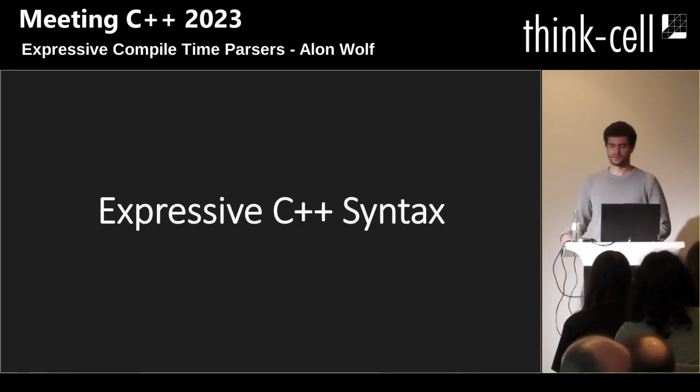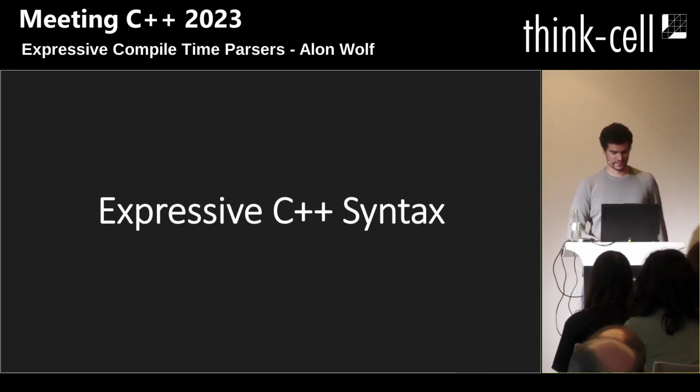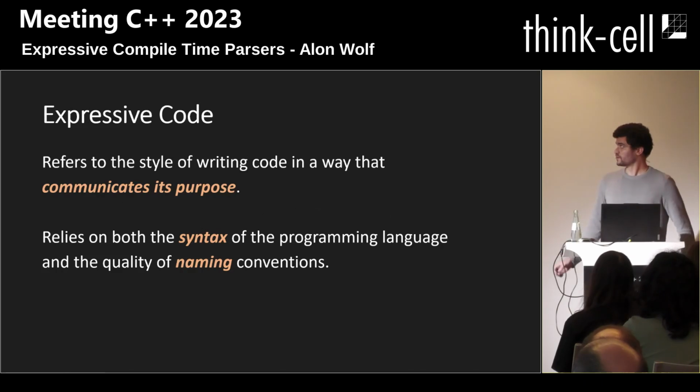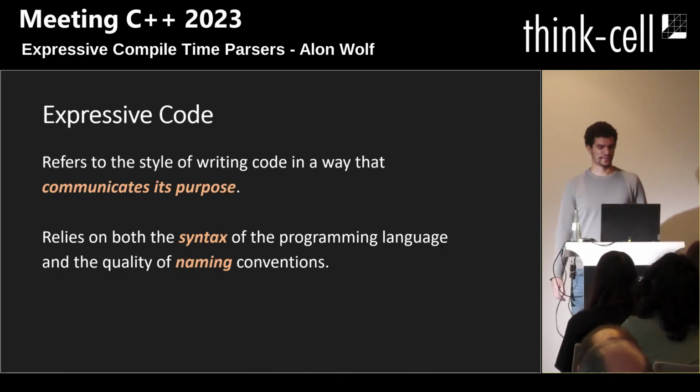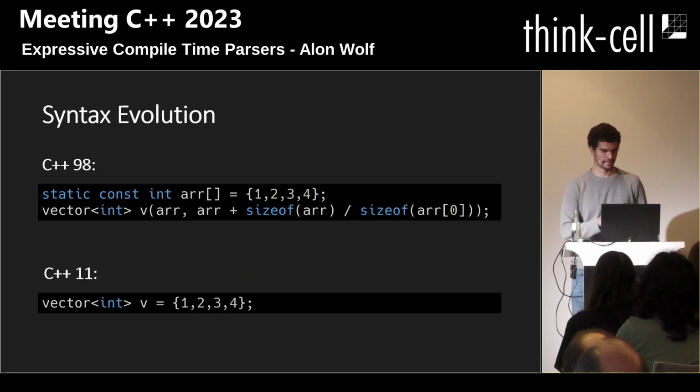Okay, now let's talk about expressiveness in C++. What do we mean when we say expressive code? We mean code that communicates its purpose. For example, what it does, how it should be used, or why it was written. And it relies on two things: the syntax of the programming language and the naming convention. In this talk, we will focus on the syntax part.